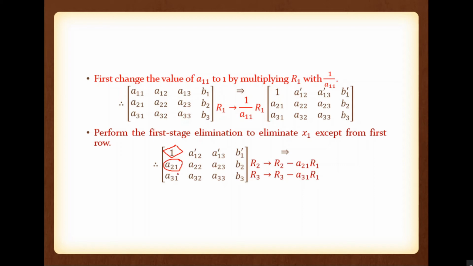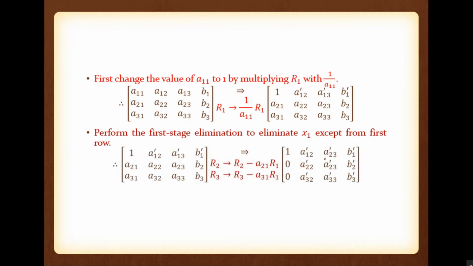Similarly, in order to remove A31, this row is R3. So R3 is equal to R3 minus the element that we want to remove, that is A31 into R1. So R3 is equal to R3 minus A31 into R1. Okay. So this one is the modified augmented matrix.